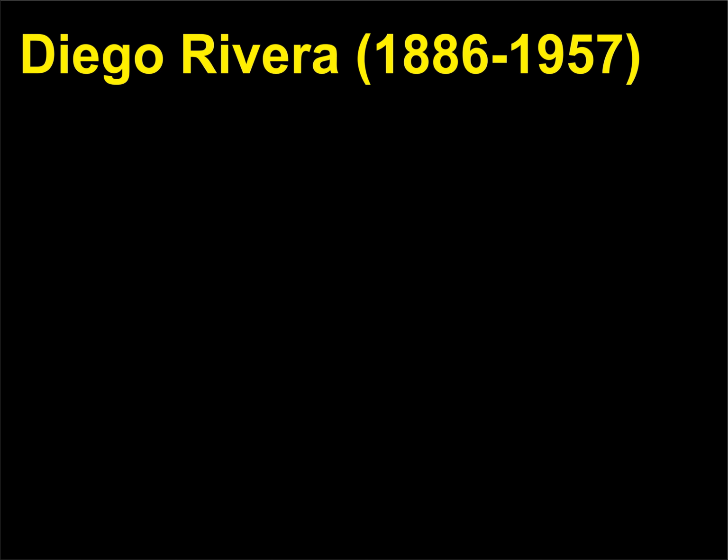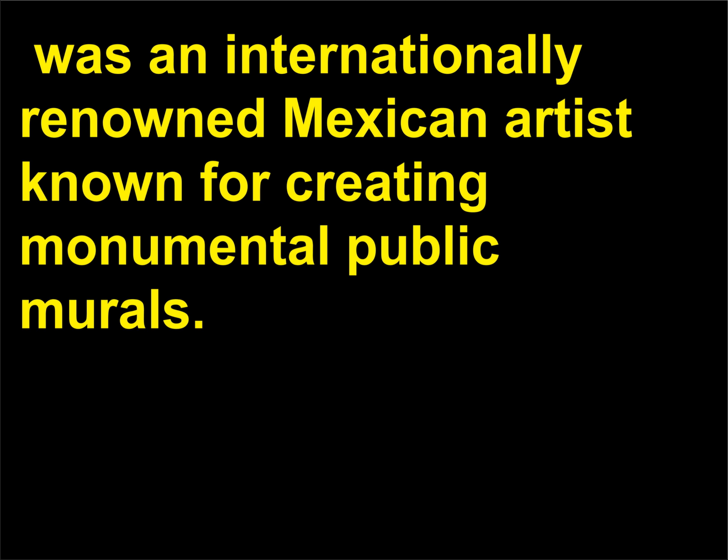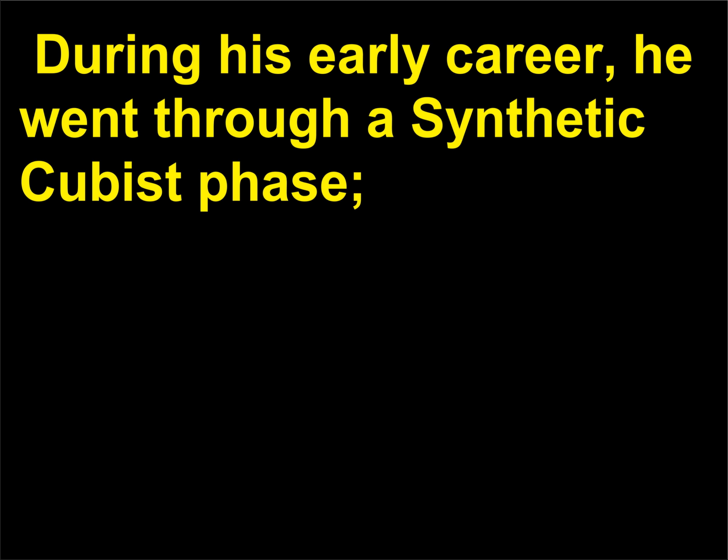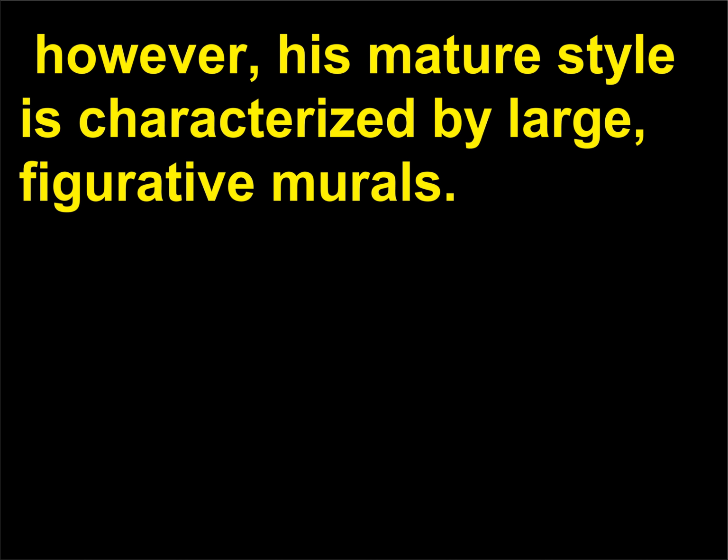Diego Rivera, 1886 to 1957, was an internationally renowned Mexican artist known for creating monumental public murals. Like Picasso, who he met while studying in Europe, Rivera was a child prodigy. During his early career, he went through a synthetic cubist phase. However, his mature style is characterized by large, figurative murals.